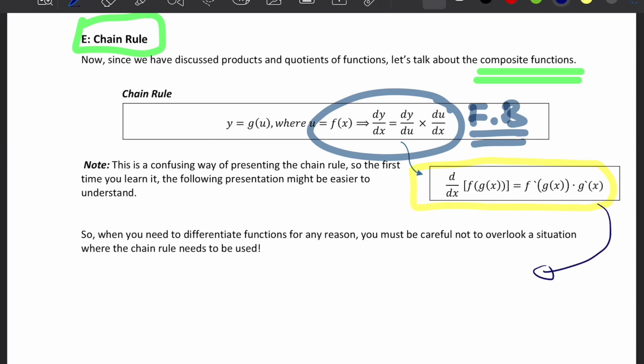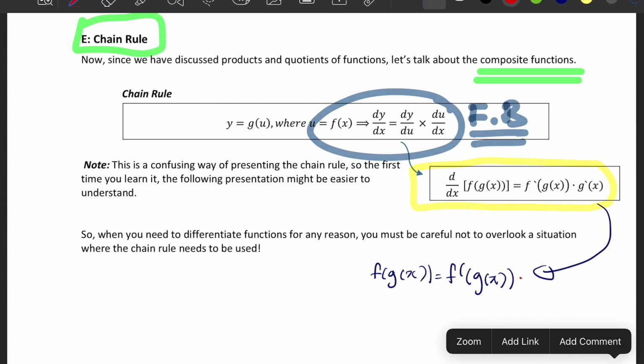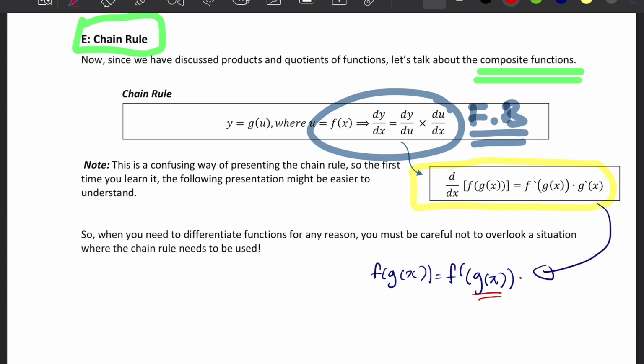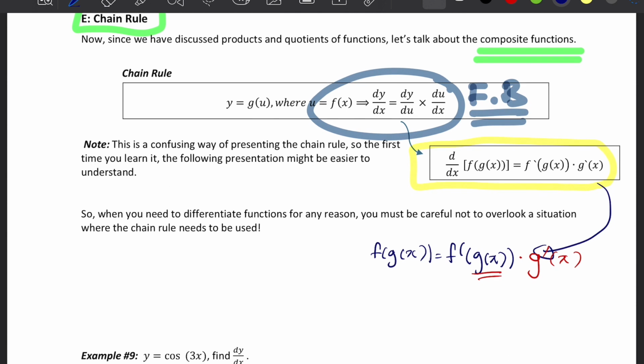This is the same as a function inside of a function, right? f of g of x. When we have this, we have to differentiate the outer function first, and when we do that, we don't touch the inside. However, once you are done differentiating the outer function, you take the inside and differentiate it. Then you can find the derivative of a composite function. So let's do another example.